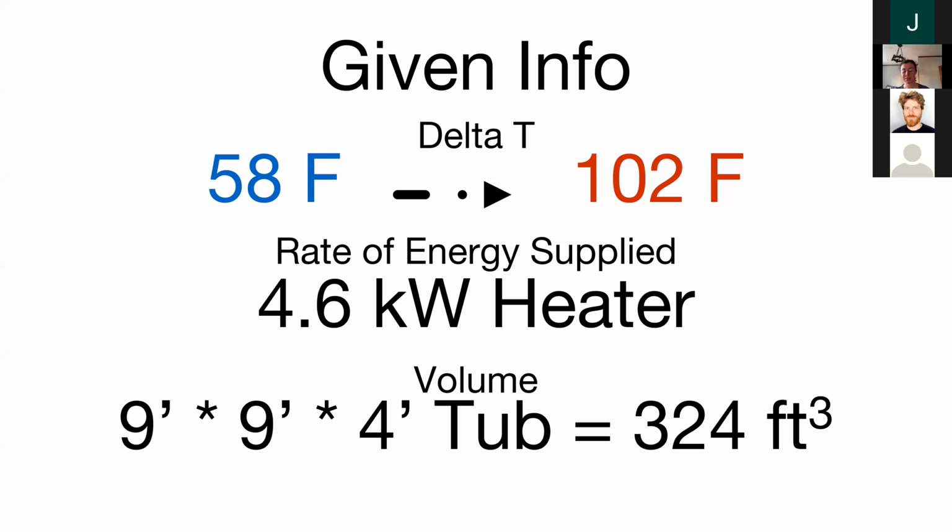So we're given some information. We know that we want to raise the water temperature from 58 degrees Fahrenheit to 102 degrees Fahrenheit. We know that we're using a 4.6 kilowatt heater to supply the energy. We know that our hot tub has a volume of 324 cubic feet. It's 9 feet by 9 feet by 4 feet.